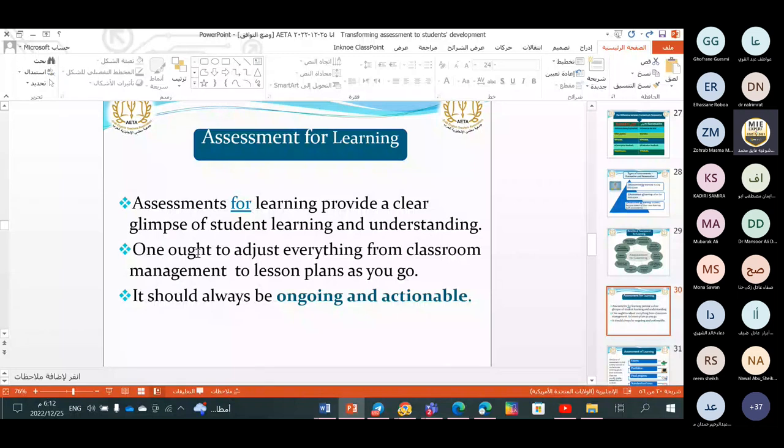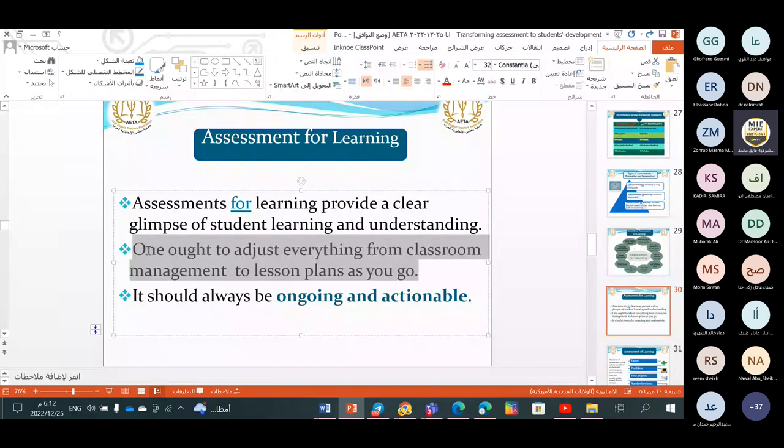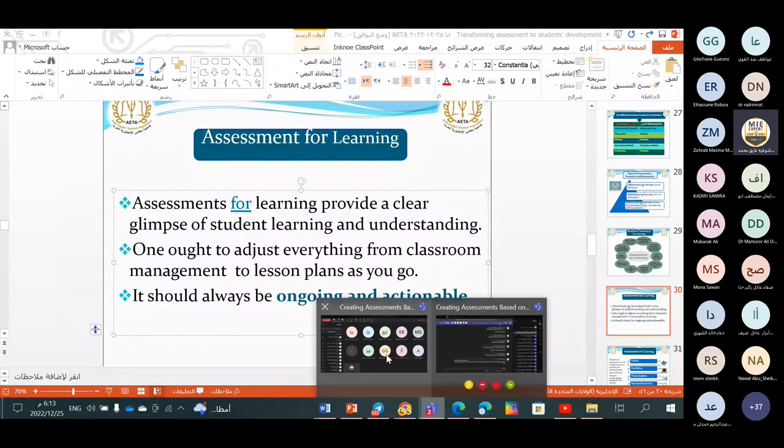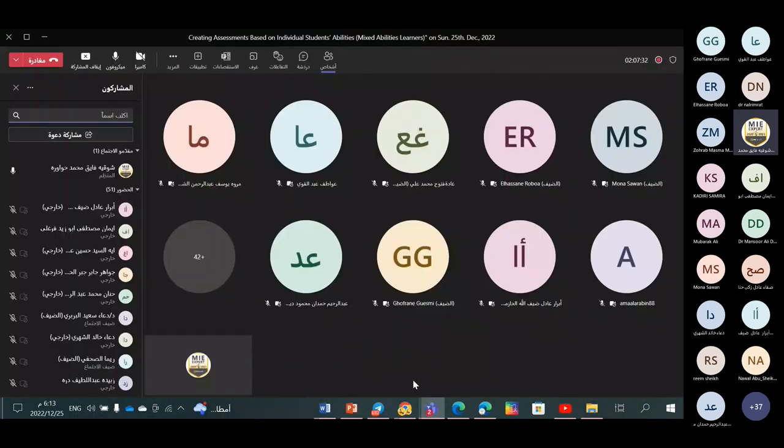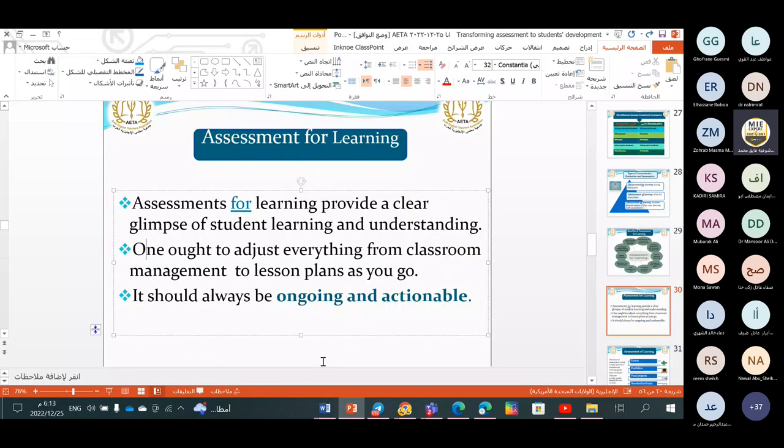Also, one ought to adjust everything from classroom management to lesson plans. What do you comment on this point? One ought to adjust everything. Is it important to adjust everything from classroom management to lesson plans, and why? What is the benefit of doing that? What is the benefit of doing this point? Who wants to comment on this one?